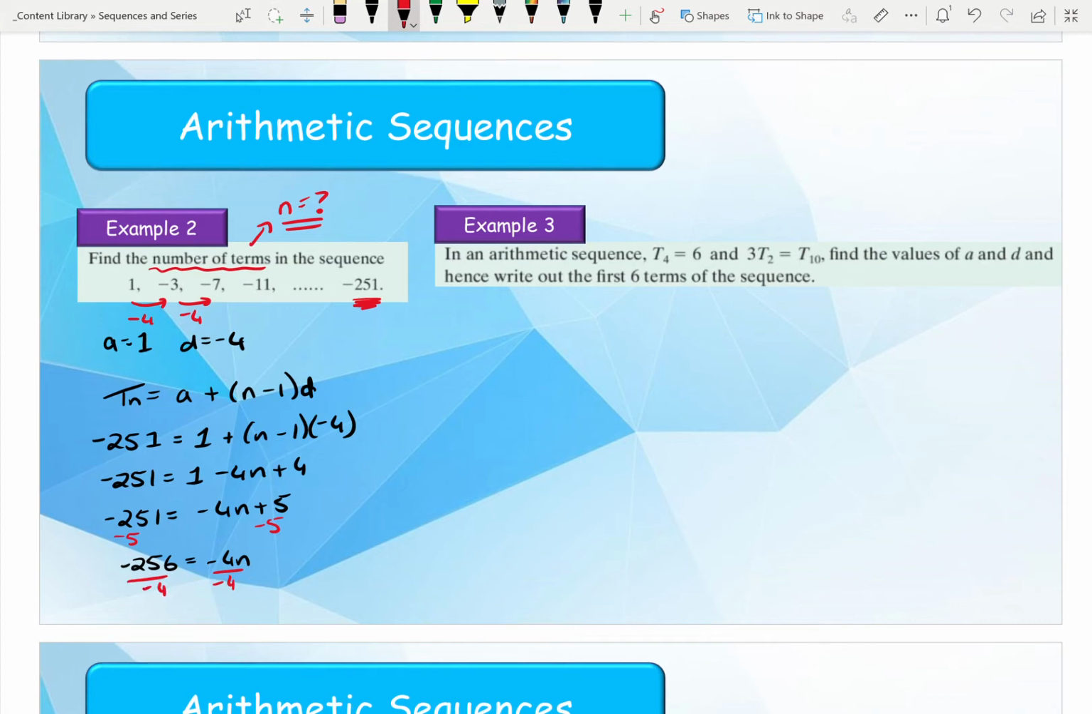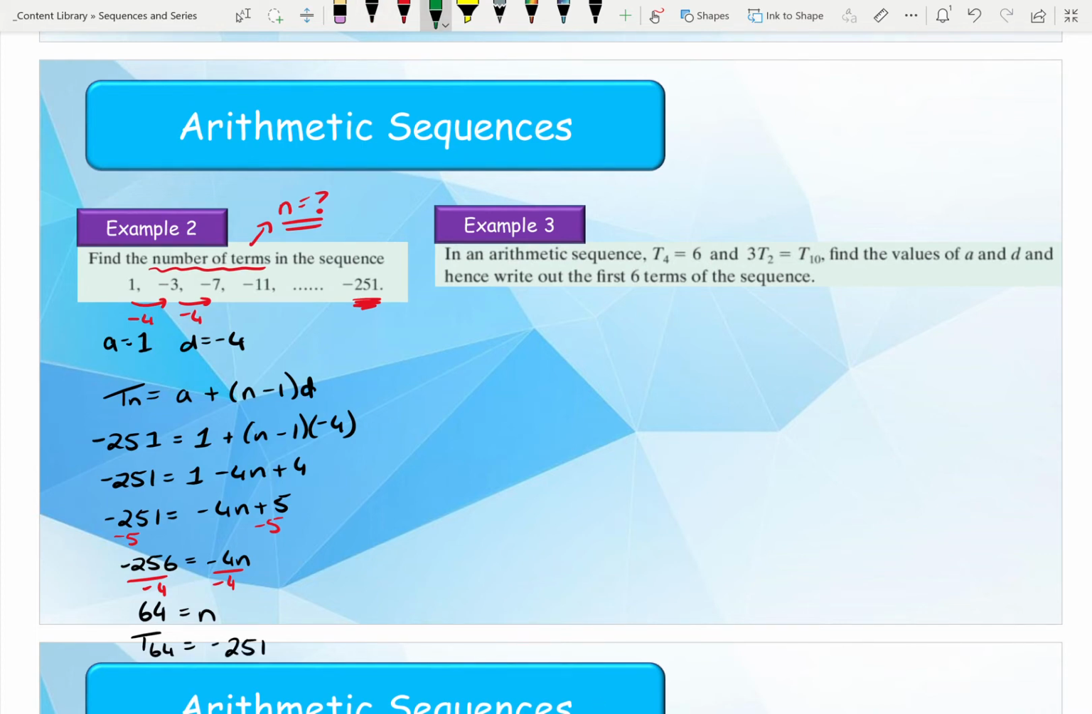And when I divide both sides here by minus 4, what you should see is we get n is equal to 64. So what that means now is that term 64 is equal to minus 251.